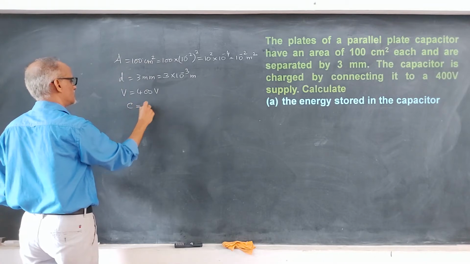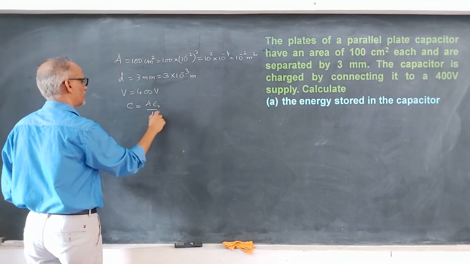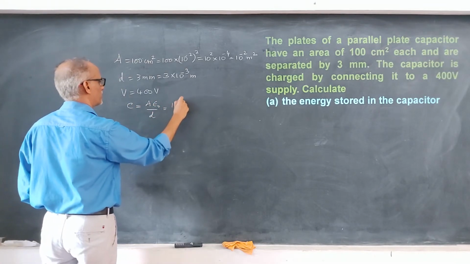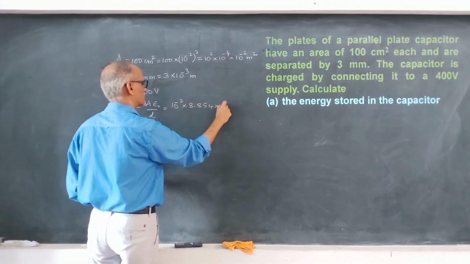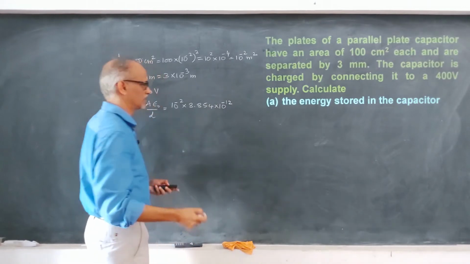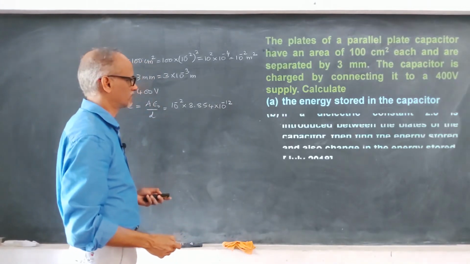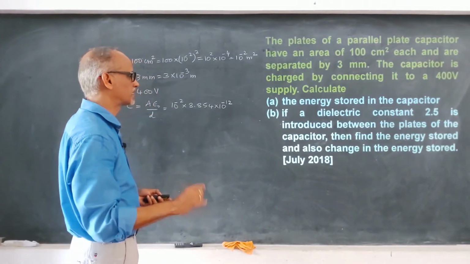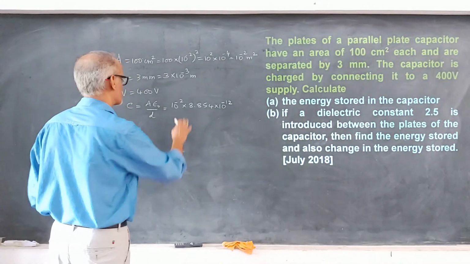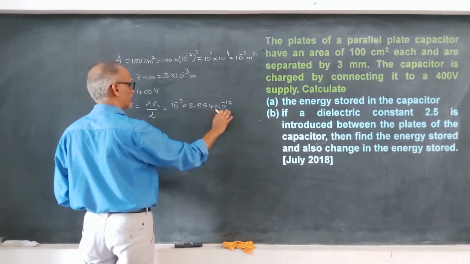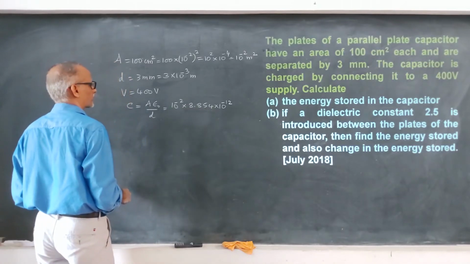So, we will do that first. C is equal to A epsilon naught by D. The value of A is 10 to the power minus 2. The value of epsilon naught is 8.854 into 10 to the power minus 12. Normally they will give this constant. Let us check whether it is given. If it is not given, then obviously you have to use that constant. Okay, so here the constant is not given. Do remember this 8.854 into 10 to the power minus 12.